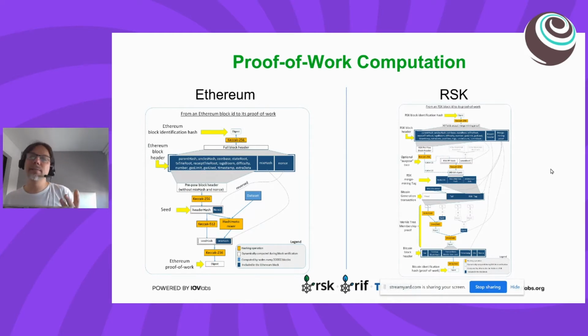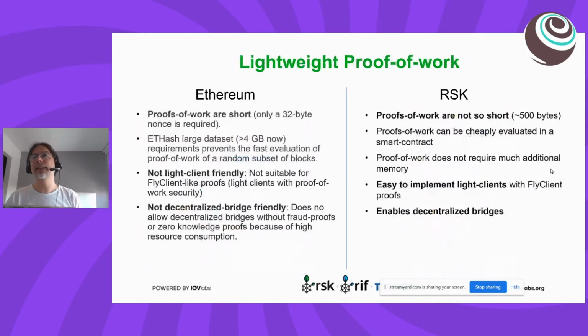And in the case of RSK, you have to perform several hashes to get from the RSK block hash to the Bitcoin proof of work, but you don't need additional memory. And these have many implications in the kinds of protocols and solutions you can implement that consume the blockchain. Okay, so first of all, in the case of Ethereum, you have very short proof of work. You only have to show the nonce, and that's enough. But then there are some use cases that get very difficult.